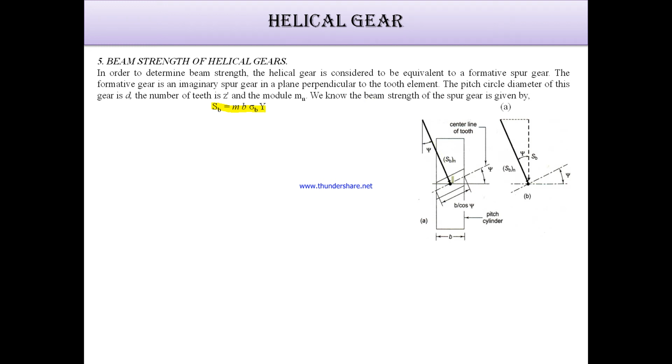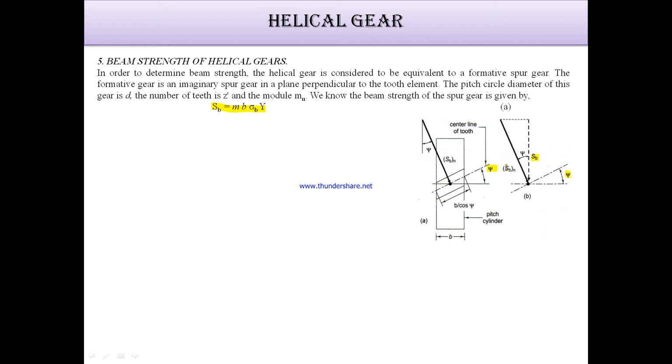This is the beam strength location shown here. This is your helix angle psi. Now this is the beam strength normal. This is for the helix part, and this is the beam strength for spur gear. When the teeth are parallel to the axis, Sb comes out straight, as you can see here. And when it is inclined at some angle, that is the helix angle, it will be SbN. That is how it comes.